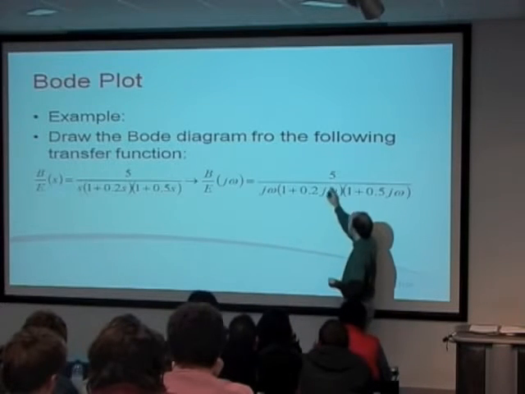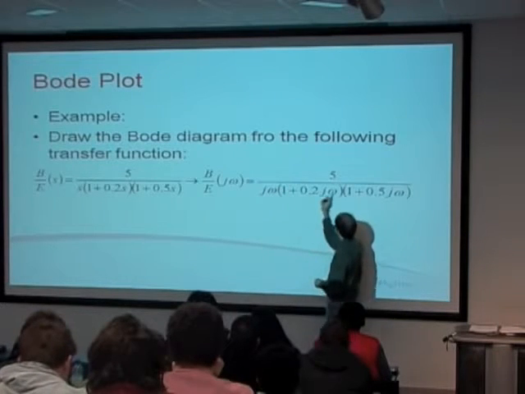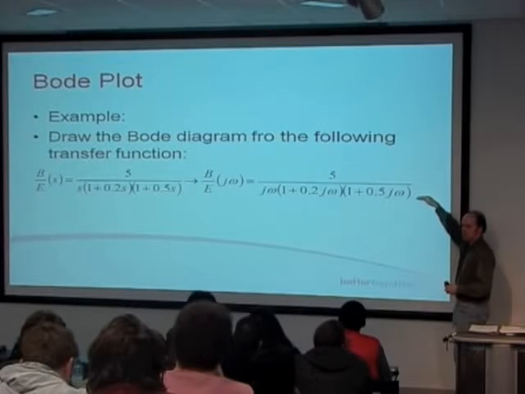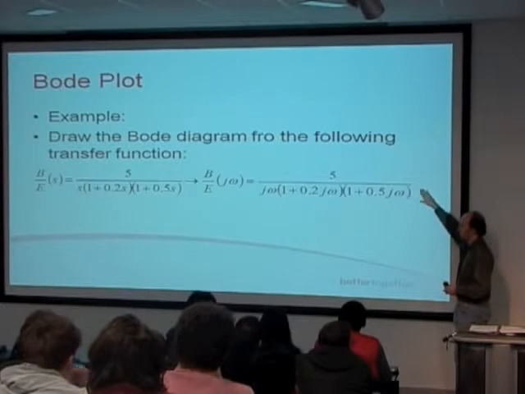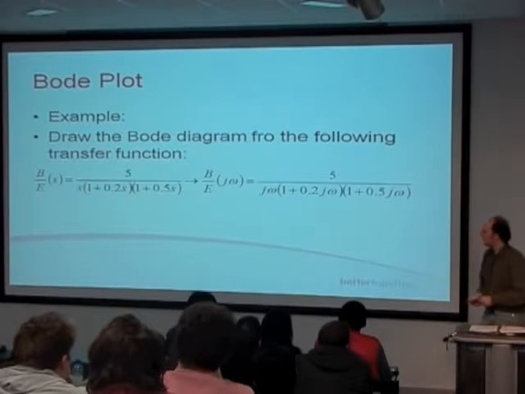Okay? And so sticking j omega in for every time you see an S, well, there's a j omega there, a j omega there, and a j omega there. When you're doing this, stop there. Okay? Because from this, we can then generate those various terms that will make up our Bode plot.